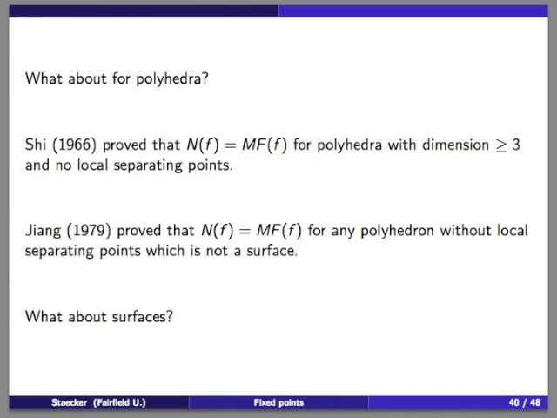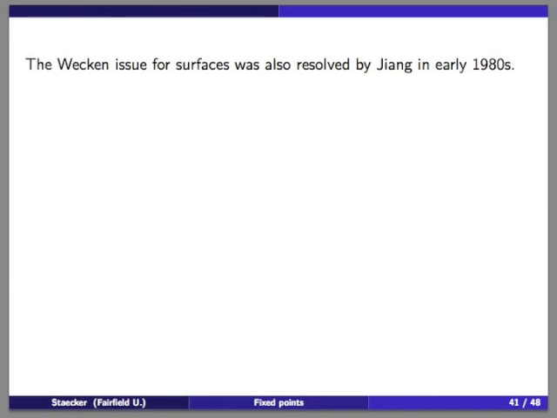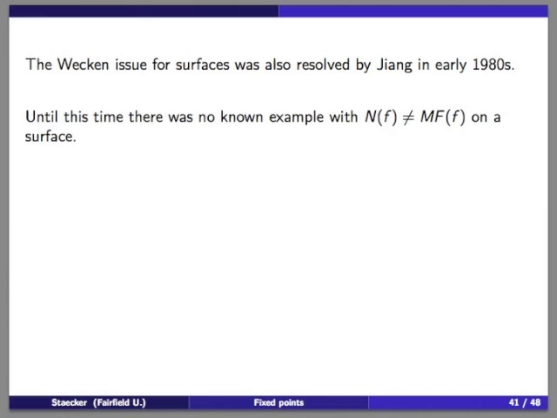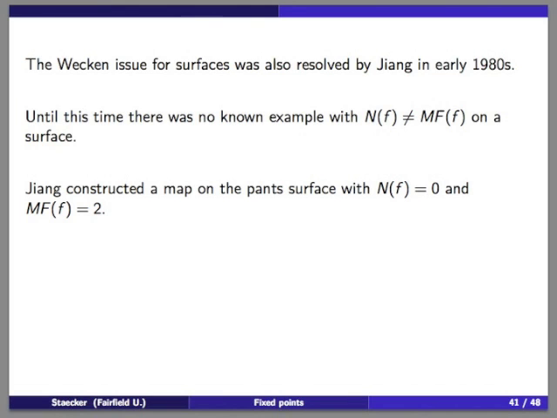This was an open question for a long time. You can see already 1979 is a long time after Nielsen's original work. The Wecken issue for surfaces was also resolved by Jiang in the early 80s. Until this time, there was no example known with the Nielsen number different from the minimum number on a surface, but Jiang actually did construct such an example. So his example has Nielsen number 0, but the minimum number is 2.